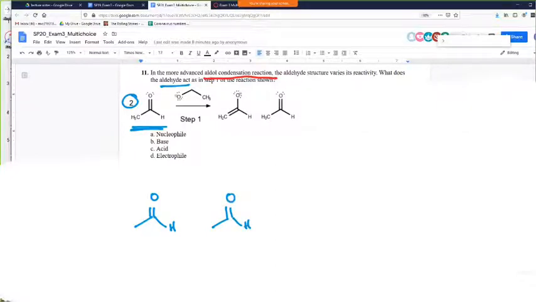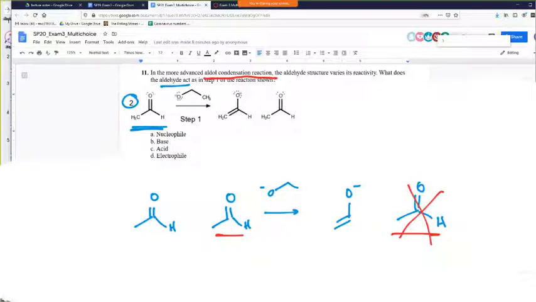So if we write this out, and I'm not going to show lone pairs, this is what we're looking at. If we compare across, these two are the same, which means nothing happened to them, so I'm going to ignore them. Something had to happen between, we'll call that our ethoxide and our starting aldehyde.